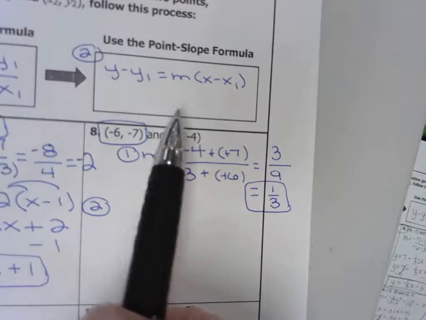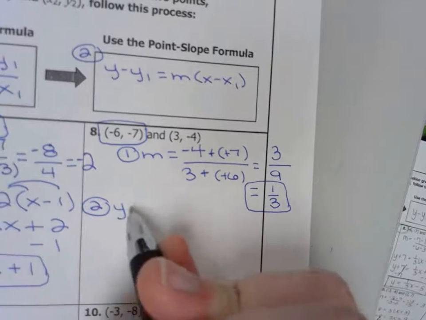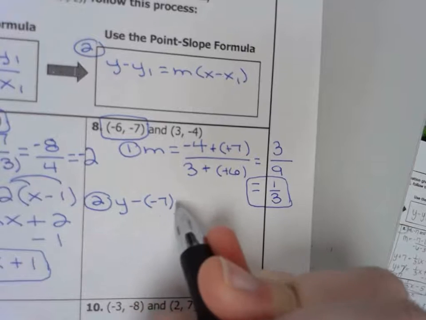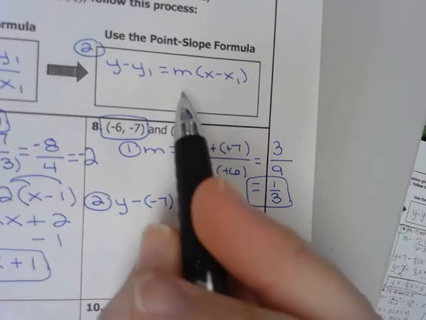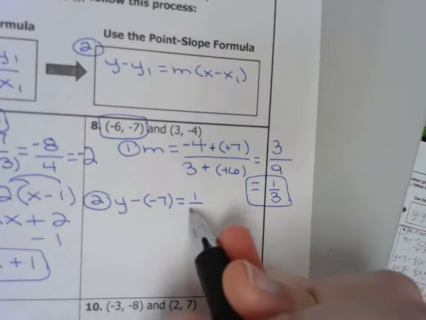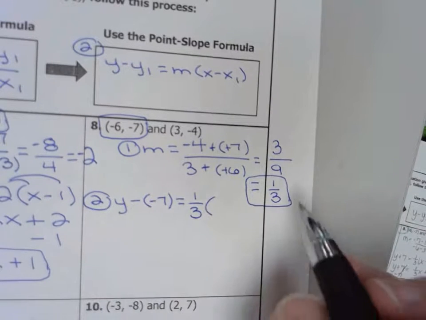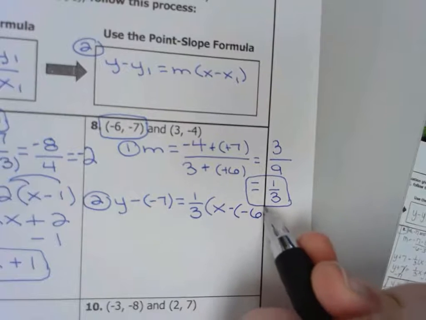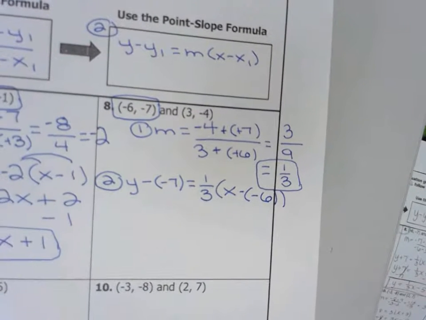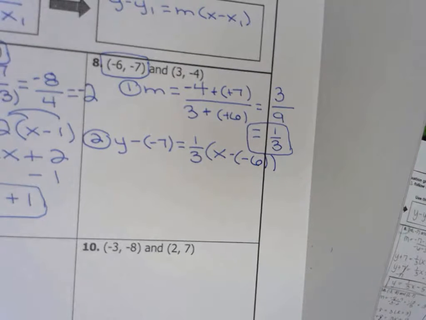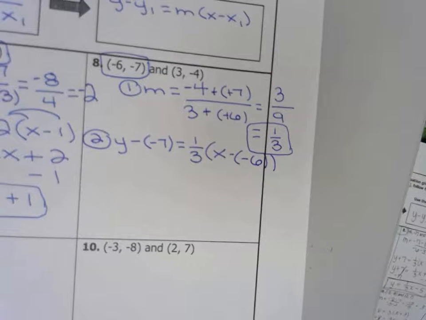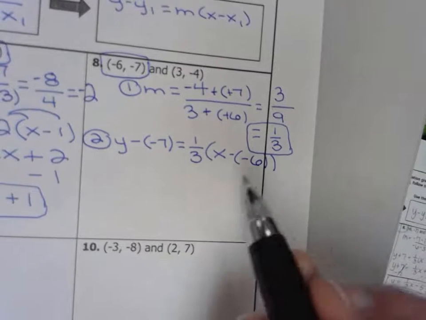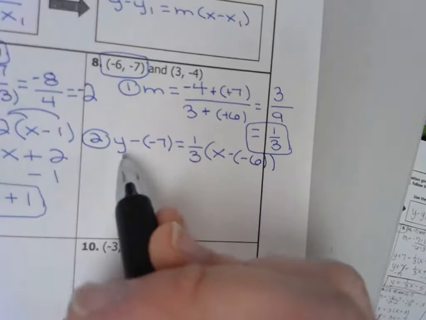Now we use the point slope formula. Y minus the y value, which is -7, exactly like we did Wednesday, equals m, which we just found to be 1/3, times x minus the x value, which is -6. It doesn't matter what ordered pair, but you have to pick them both from the same ordered pair. Okay, any questions so far? You'll get the same answer from either one, right? Correct. Okay, let's go through and simplify.